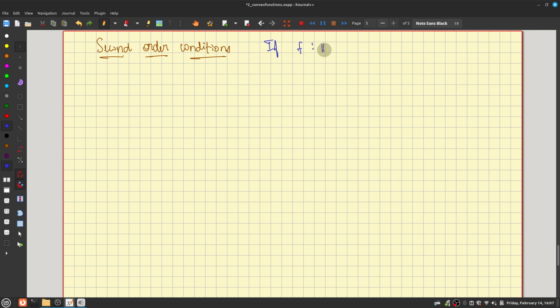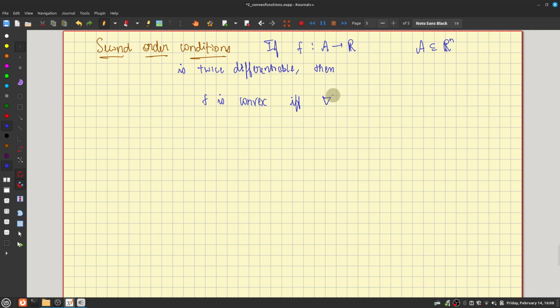So basically, if f is some function, this could be defined over some convex set A. If this is twice differentiable, so in other words, the Hessian exists at all points in the domain, then f is convex if and only if the Hessian evaluated at any point x is always PSD.